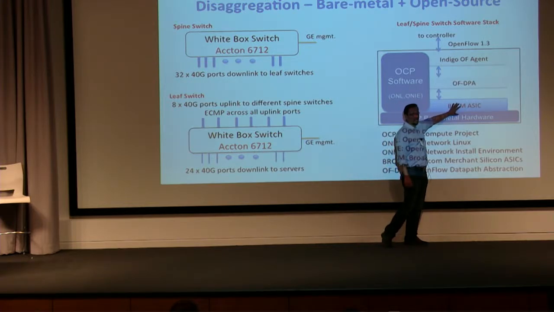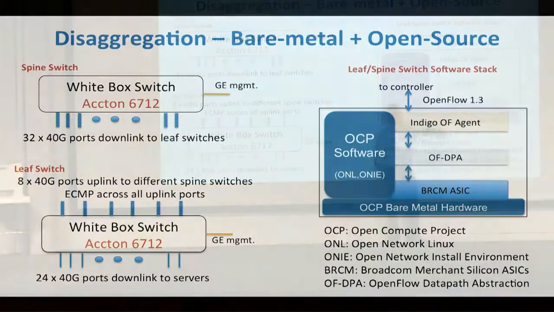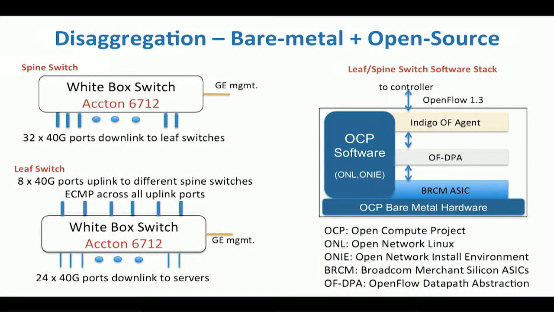But ultimately, you have to write software that allows you to program the ASIC. And what Broadcom has done is that they have published an open API that is known as OF-DPA that exposes the features of this ASIC to an external SDN controller like ONOS via this piece of software that they have written called OF-DPA.